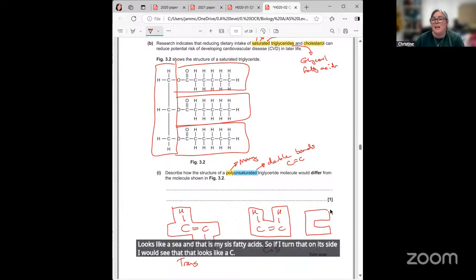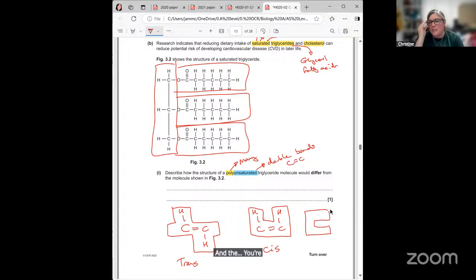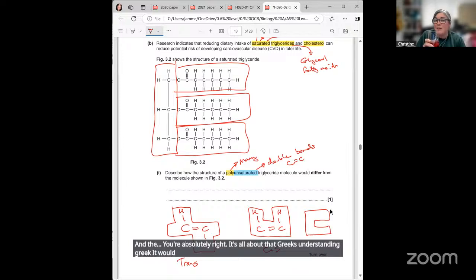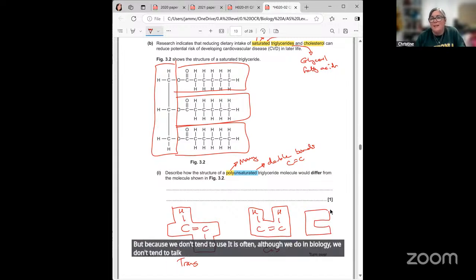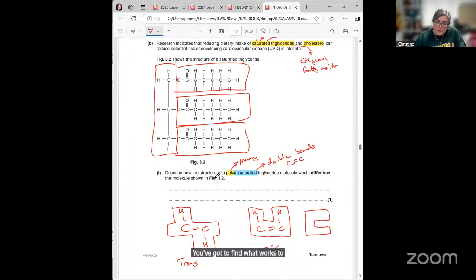You're absolutely right, it's all about that Greek style. Understanding Greek would be a wonderful advantage for a lot of students these days. But because we don't tend to use it as often, although we do in biology, we don't talk about it in the Latin and the Greek, or classical studies. What we don't tend to do is teach students that very much these days. So you've got to find what works to help you remember it.